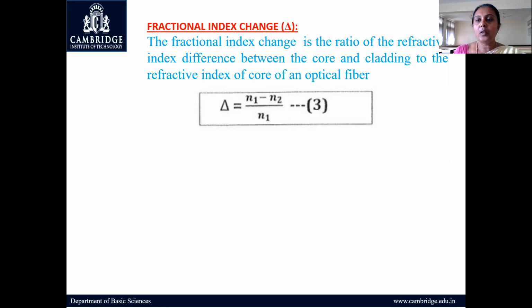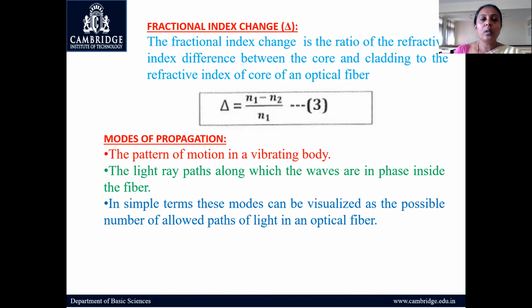Next up, we'll find what a mode is. So what are the modes of propagation? Mode means it is very simple. We can visualize it as the number of allowed paths of light in an optical fiber. A mode is also known as a pattern of motion in a vibrating body, and also as a light ray path along which the waves are in phase inside the fiber.